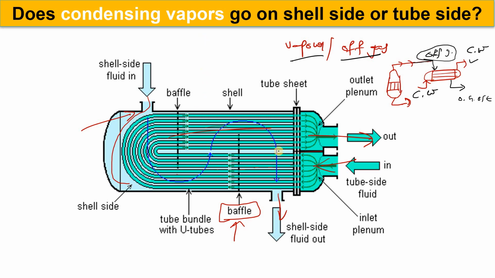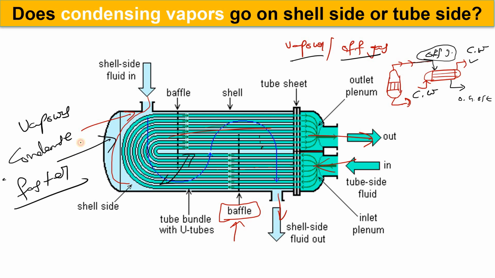Because in the tube side you can see this is the space you have. Yes, the traveling time is there, I can understand that, but in the shell side this area is large, and because these are vapors, when the surrounding cooling medium comes in contact with the shell side vapors, they will condense faster. So in most cases you will see that the vapors go in the shell side rather than the tube side.